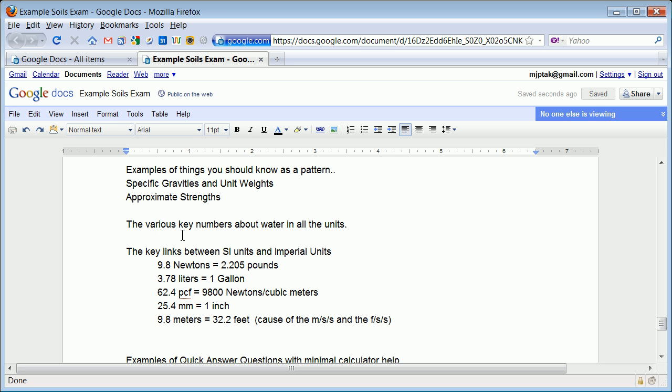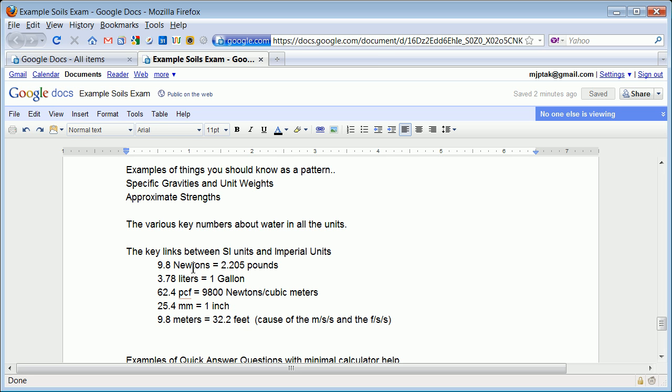Okay, key numbers for water. 1 gram per milliliter, 1 kilogram per liter, 1,000 kilograms per cubic meter, 62.4 pounds per cubic foot. And then, of course, you can go ahead and divide that 62.4 by 32.2 to get slugs per cubic foot.